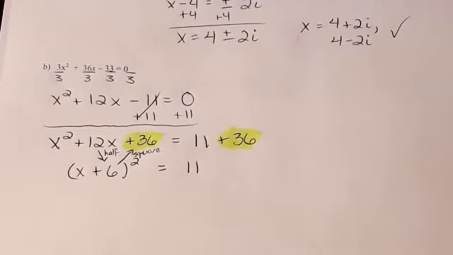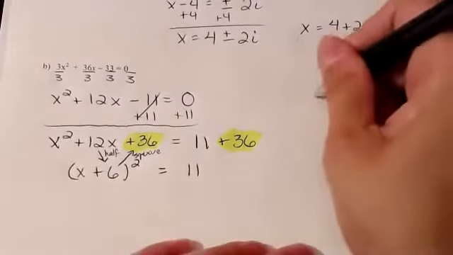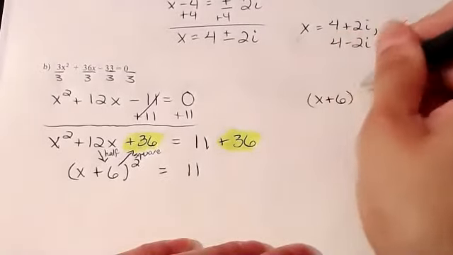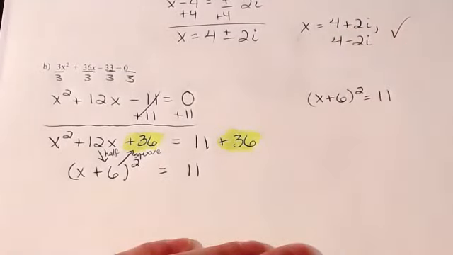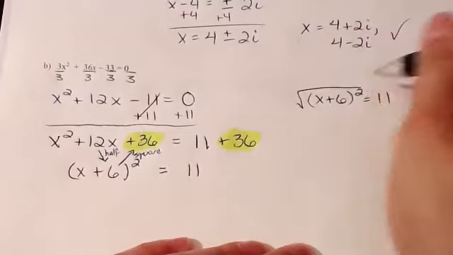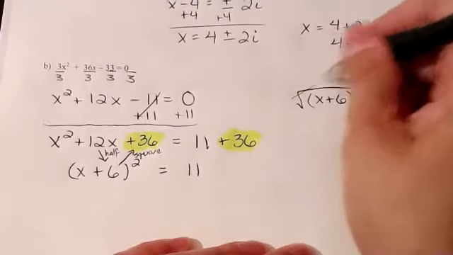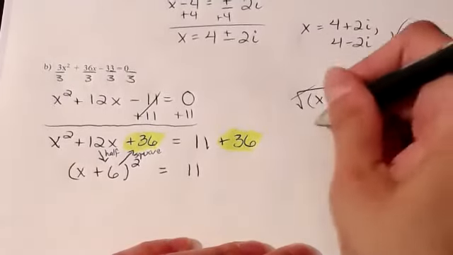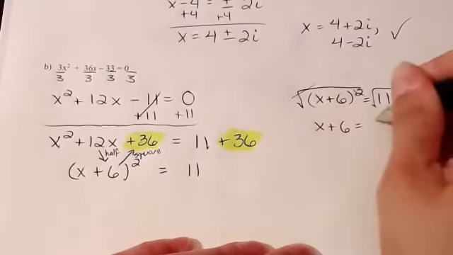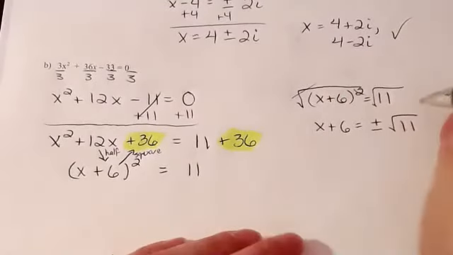Awesome. Now that I have x plus 6 squared is equal to 11, I can solve this. I can use the square root property. Using the square root property, I take the square root of both sides. Square root and square cancel each other out, so it leaves me with x plus 6. And of course, that leaves me with a positive or negative square root of 11.